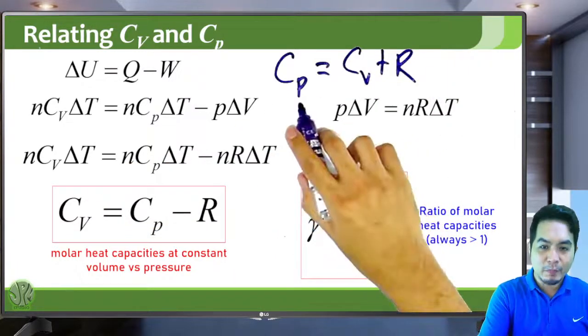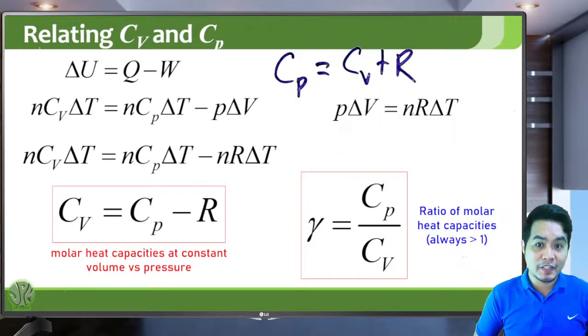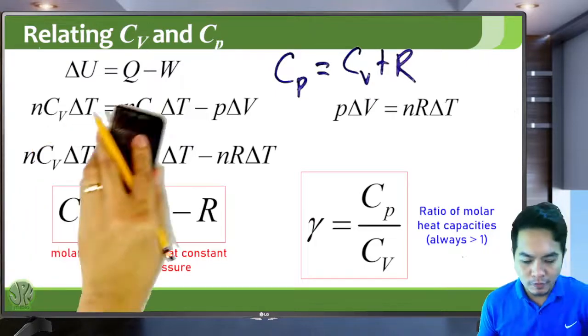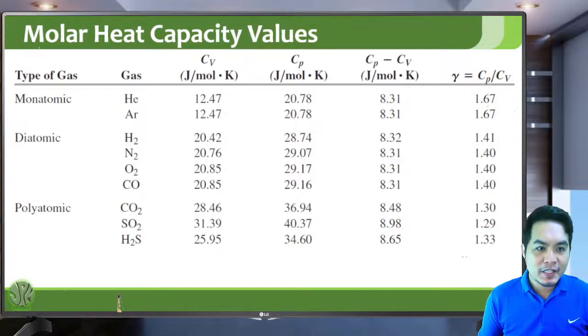So this makes Cp greater than Cv because Cp is just Cv plus R. So Cp is always greater than Cv, the heat capacity at constant volume. Okay. So these are the molar heat capacity values for different gases.